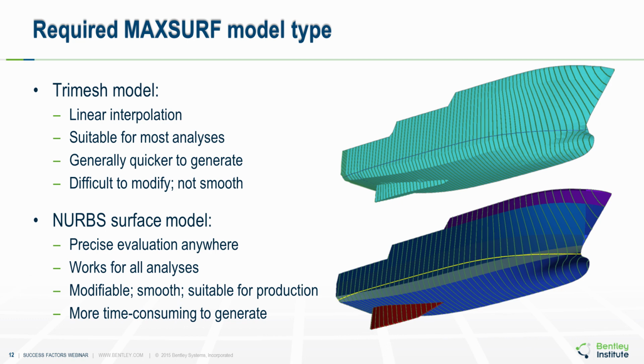MAXSURF does not currently have the possibility of a hybrid NURBS and tri-mesh model for modelling the buoyant hull, but NURBS surfaces can be added to a tri-mesh model when they are required to model complex tank geometries.